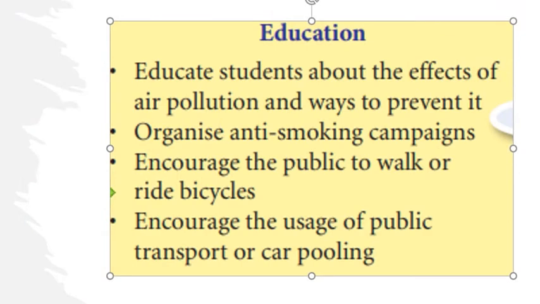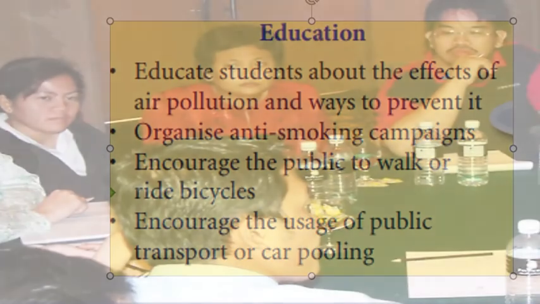The second way to control and prevent air pollution is through education. Public awareness can help prevent and control air pollution. What are some of the necessary steps that should be taken to increase public awareness in preventing and controlling air pollution? Let's see one by one. Public awareness can be increased by educating the public about the dangers of air pollution.